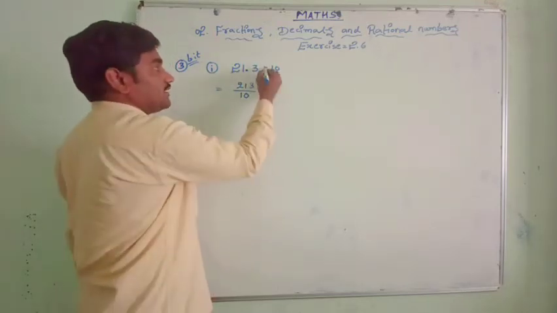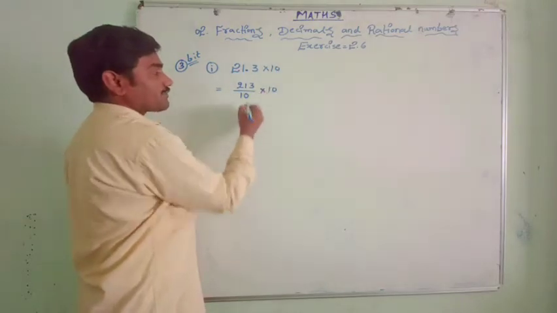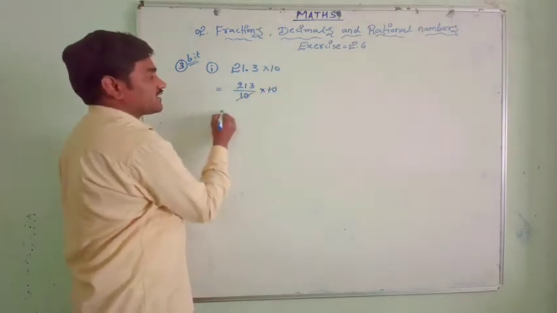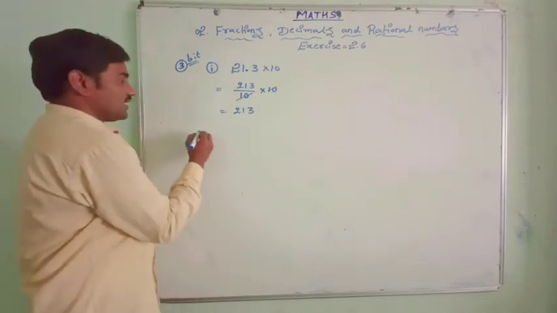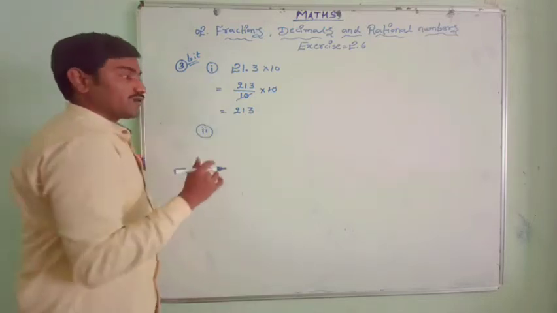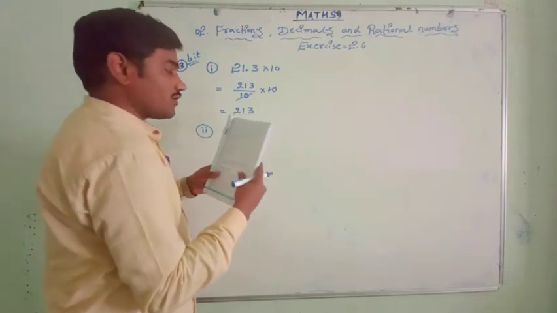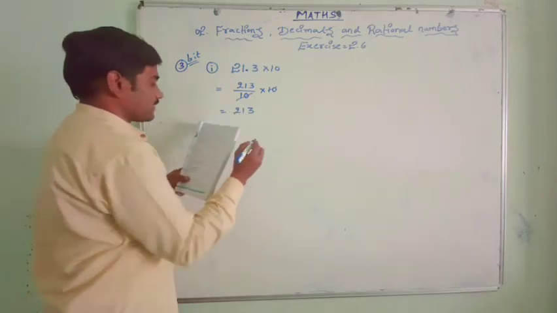I hope you understand. Now, into there is a 10. This 10 gets cancelled. Directly we get 213 as the answer. Simple. In this method, we will try to complete this bit. There are 12 problems. Let us try to complete this.